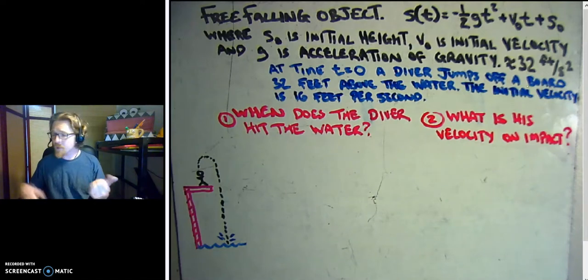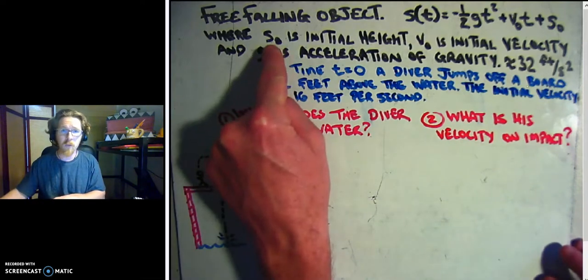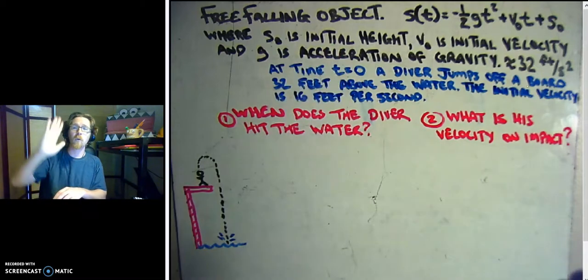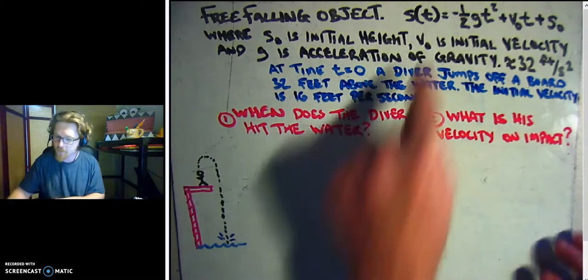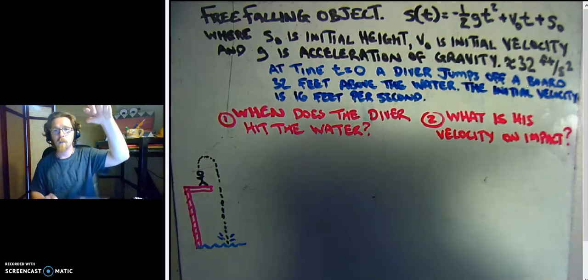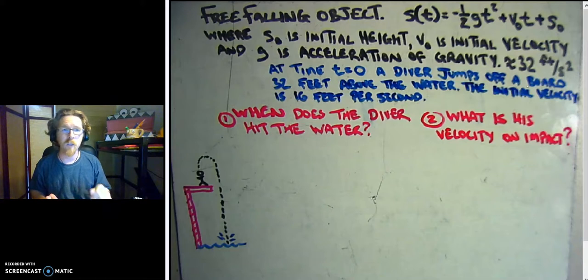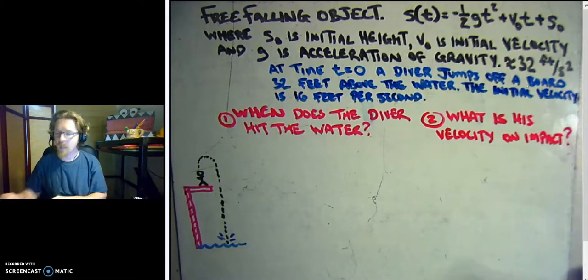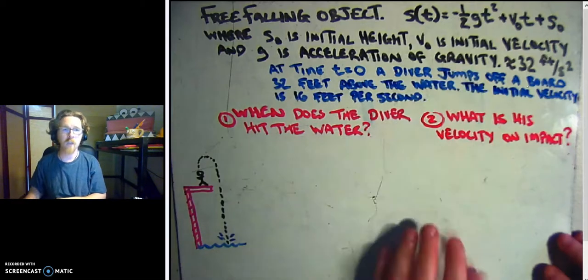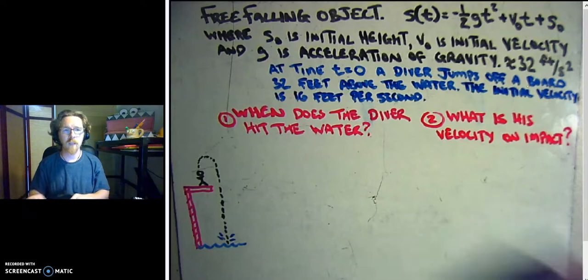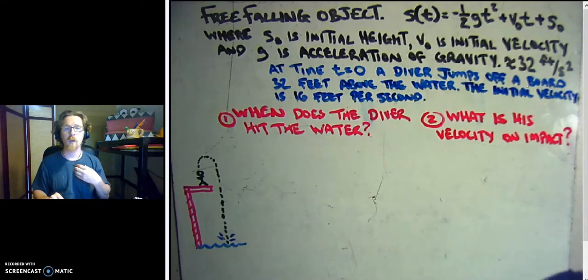Now just to remind us, S sub 0 talks about the initial height of something. So where was it when it got dropped or shot or released? V sub 0 is the initial velocity. So if you just drop an object, it has an initial velocity of 0, but if you throw something, it's going to have some velocity. And g is the acceleration of gravity. And physics has really determined one measurement of gravity is 32 feet per second squared. So we're going to use that as our gravity number.